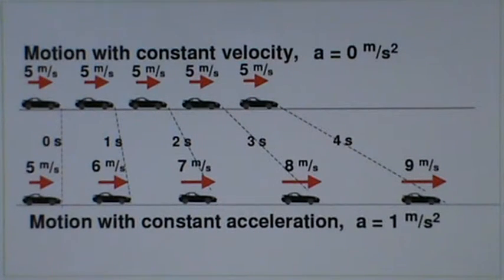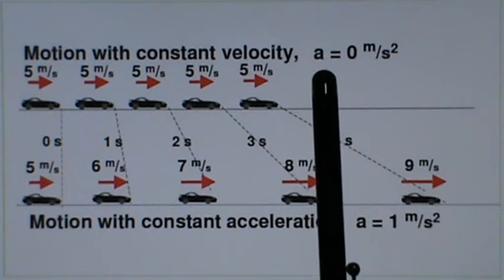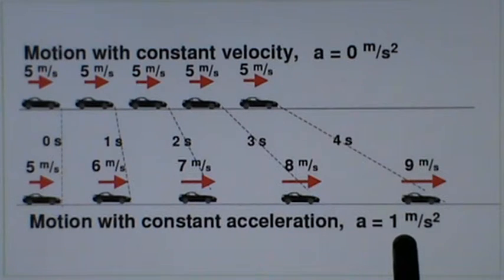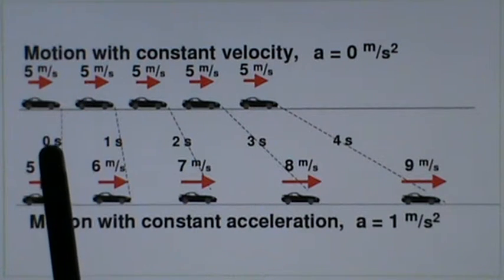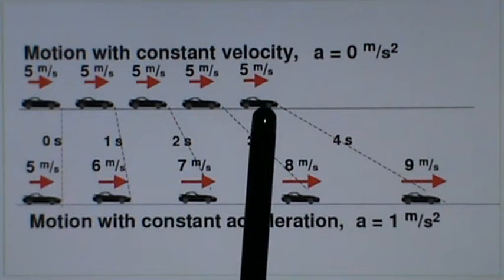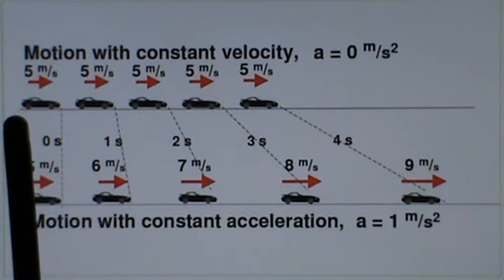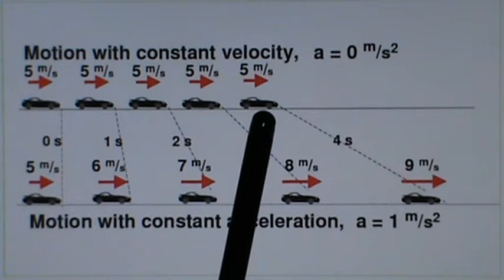I will start our discussion by comparing two motions: the motion with constant velocity, which means the acceleration is 0, and the motion with constant acceleration, where here I give the acceleration as 1 meter per second squared. Here you see the distance traveled by the constant velocity motion is always the same for every second. For example, if I have a car here and it's moving with constant speed 5 meters per second, so every second the distance traveled will be 5 meters.